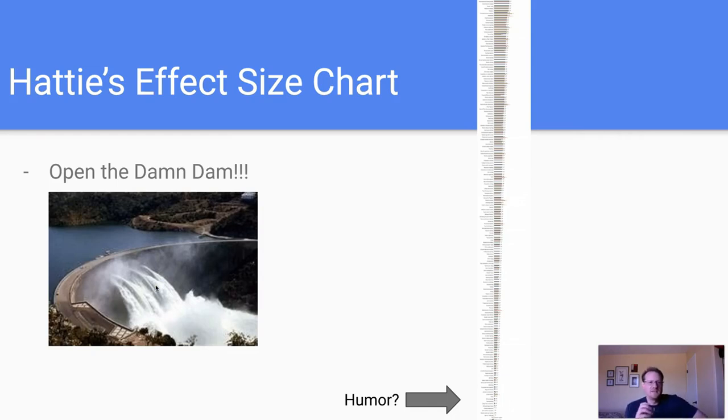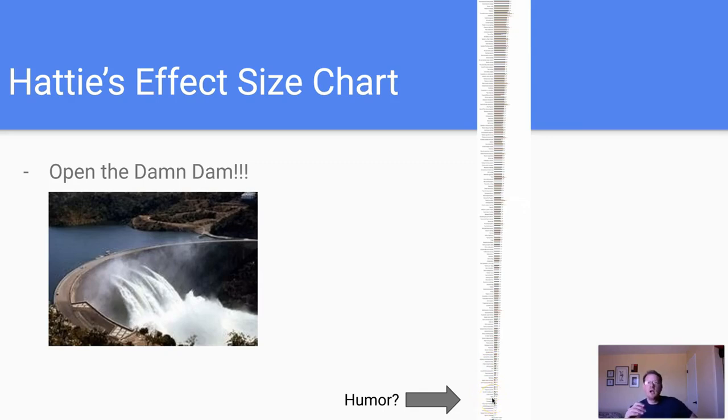So let's talk about Hattie's effect size chart. I forgot how many there are. There's all the things that he put in his book. And I'm going to talk about humor a little bit. And I'm not saying that you have to be humorous to have enjoyment. I'm not saying that at all. But I want to bring up humor, because there's nothing on this chart that talks about enjoyment. The only thing is the word humor down here.